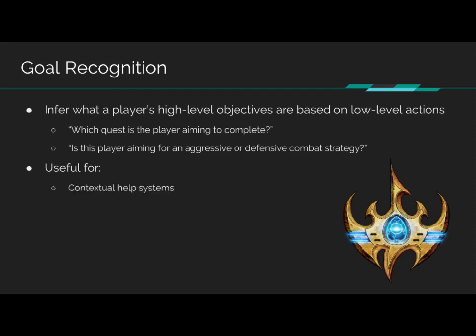So what this is useful for: contextual help systems. If you can infer what goal a player is working on based on their actions, you can select hints that would be appropriate for them if they request help. So if they're playing an RPG and have 10 quests active, and maybe they're stumped on a puzzle from one, or they're not sure what they need to do next, you don't want to have, say, a tips UI for every single individual quest. You want to declutter your UI, but you want to display to users information that's helpful for them.